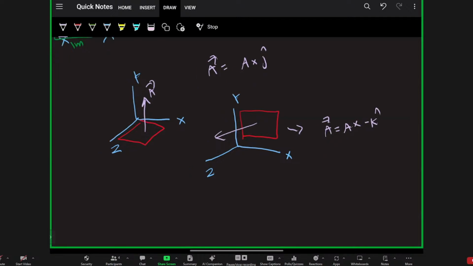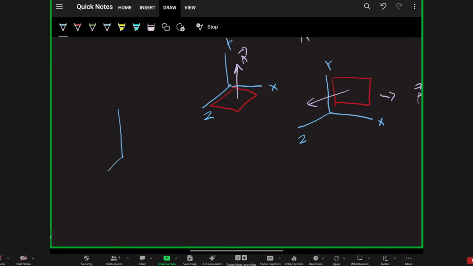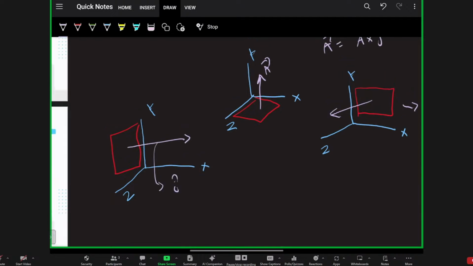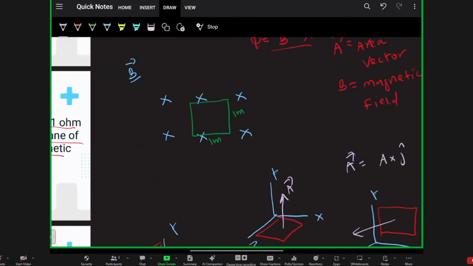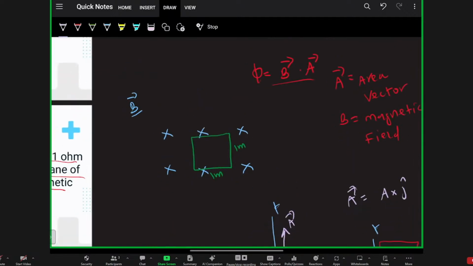And similarly, let me discuss another scenario. This is another scenario. X, Y, Z. Now the plane is lying in the YZ plane. So here the area vector will be, the basic funda is the area vector is always perpendicular to the plane. So here the area vector is along the X direction. Along the X direction means here it is i cap. Correct.